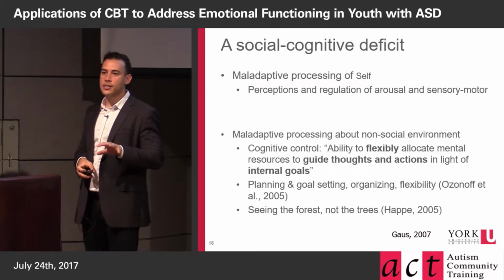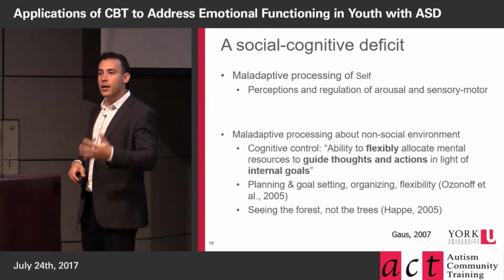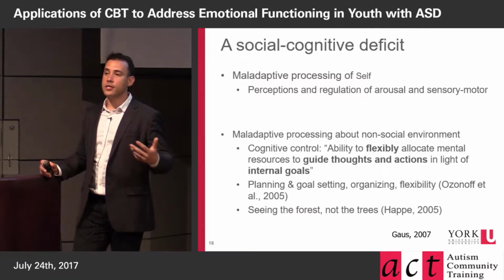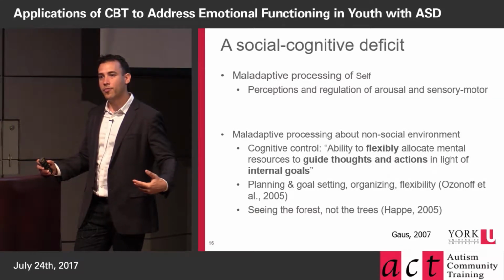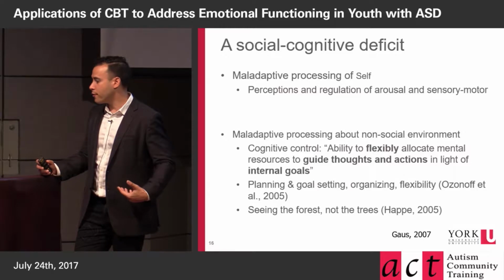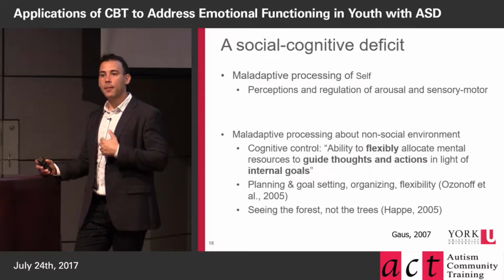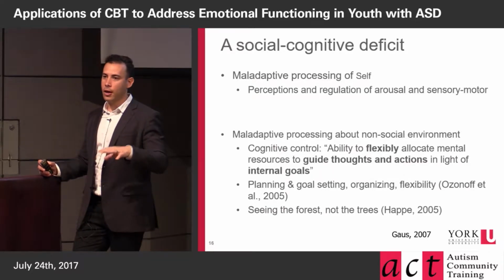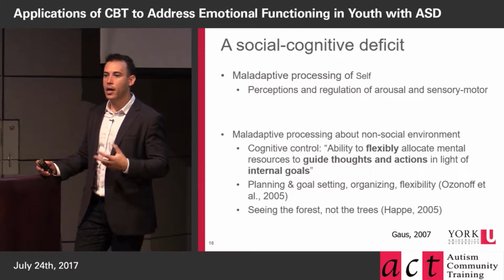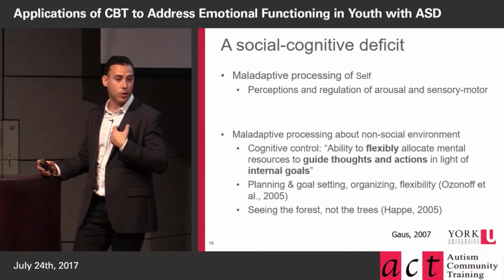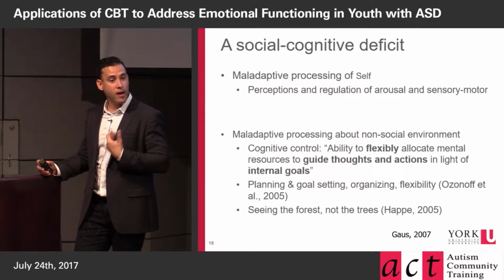So in addition to issues of processing information about others, Gaus talks about difficulties in two ways that people with autism often have problems processing information about themselves. The first is about how they are aware of and regulate their arousal. So coming here today and about to present to you all, and I drank a whole bunch of coffee this morning, I was very aware that my heart was beating quickly, right? I was aware of the physical sensations that were going on.